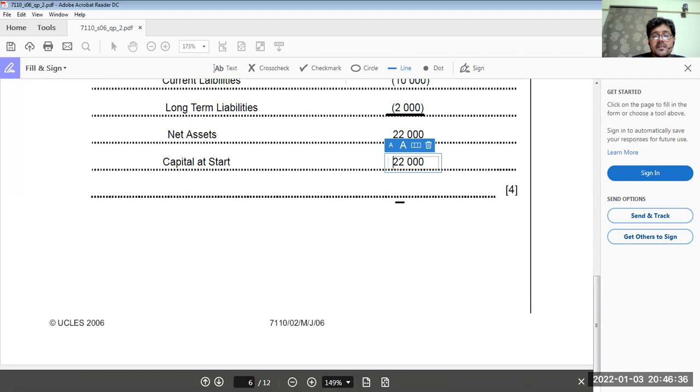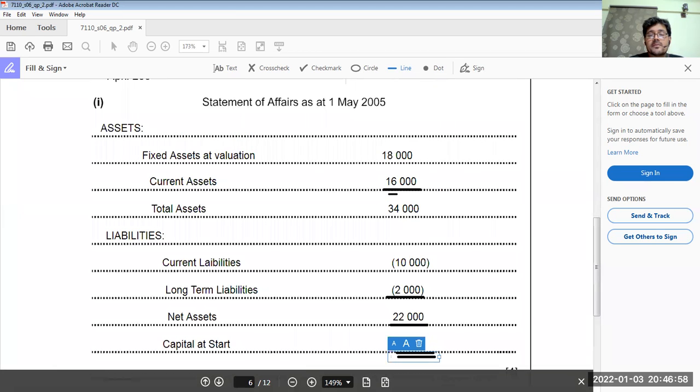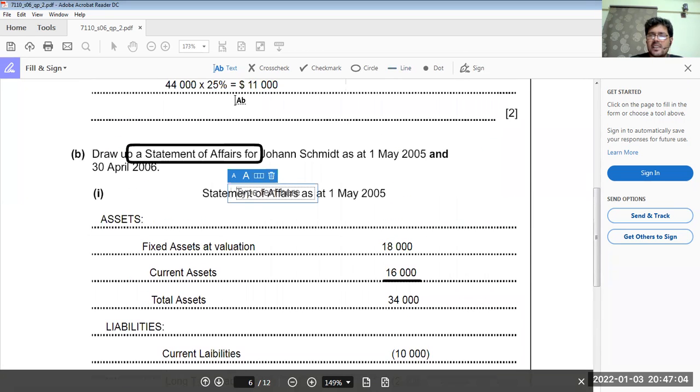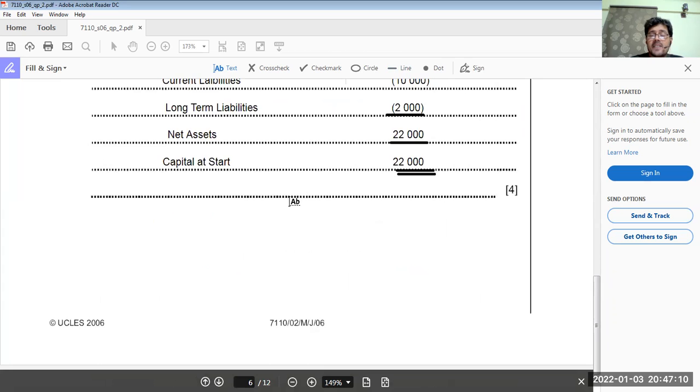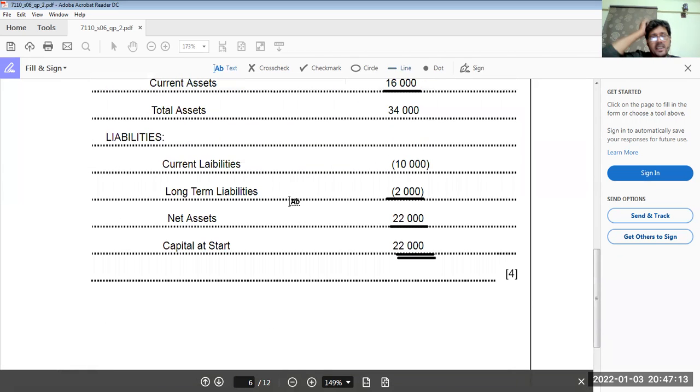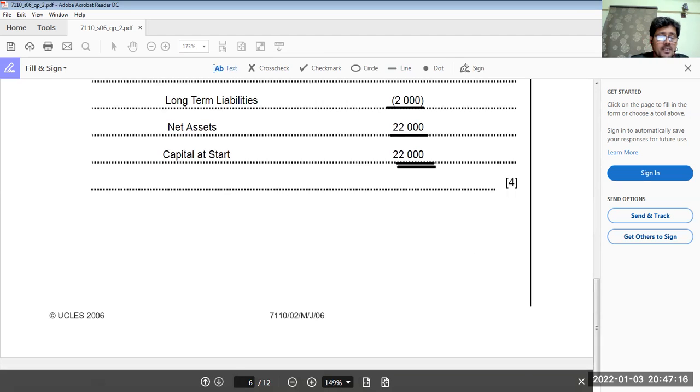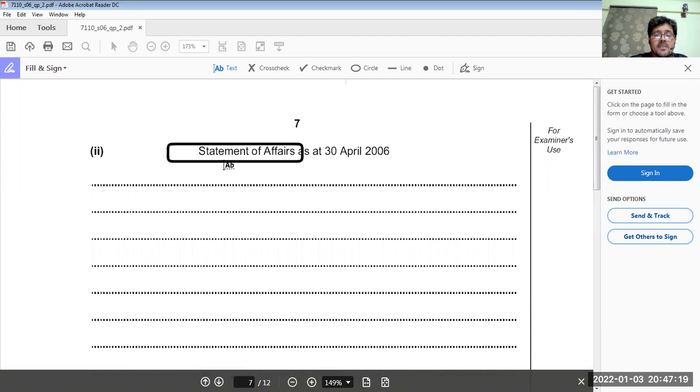So this is capital at start. It's very easy, not a very difficult question. So now we have calculated capital at start on 1st May 2005. Now move to the next page. What have they asked for? Yes, definitely the second balance sheet, the statement of affairs.